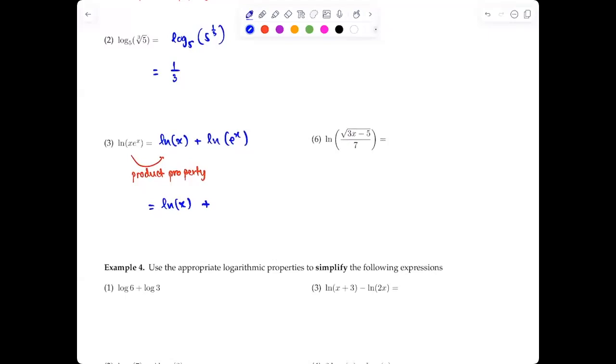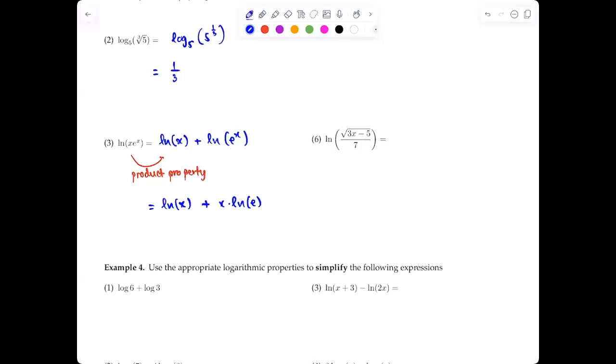The second term, ln of e to the x, what is that equal to? x times ln of e. What is ln? What base is that? Log of what base? e, right? So ln is log of base e.